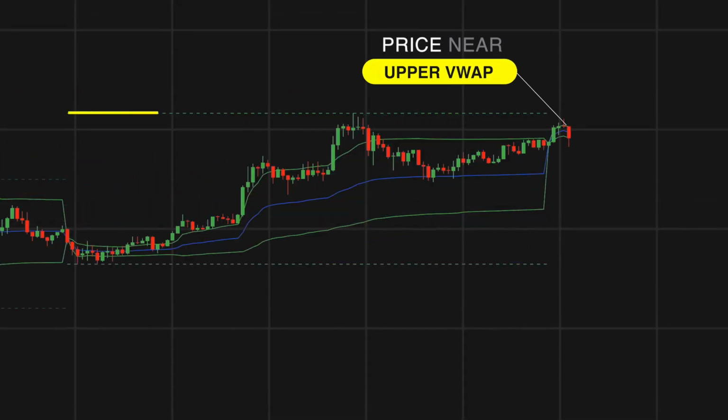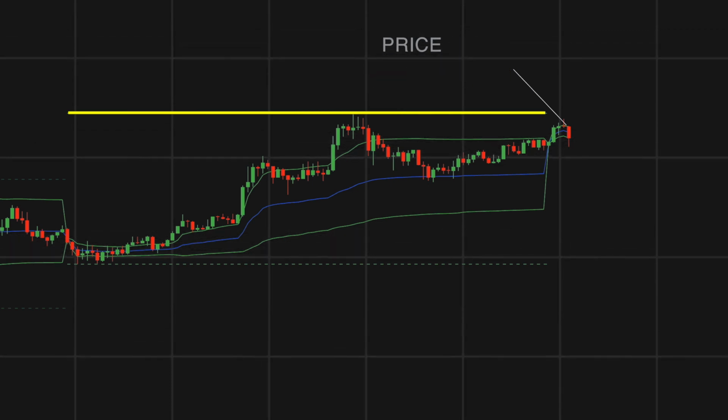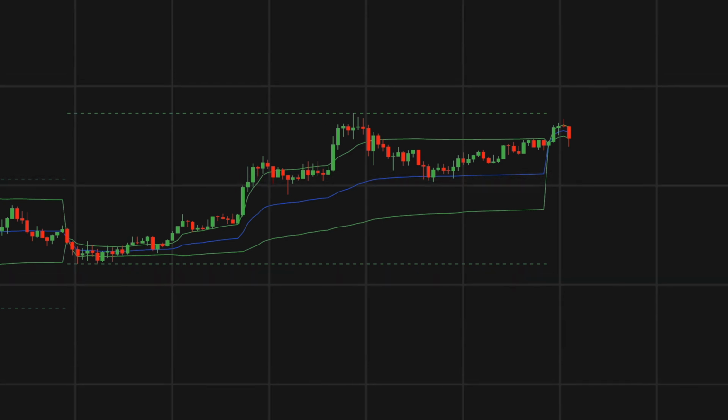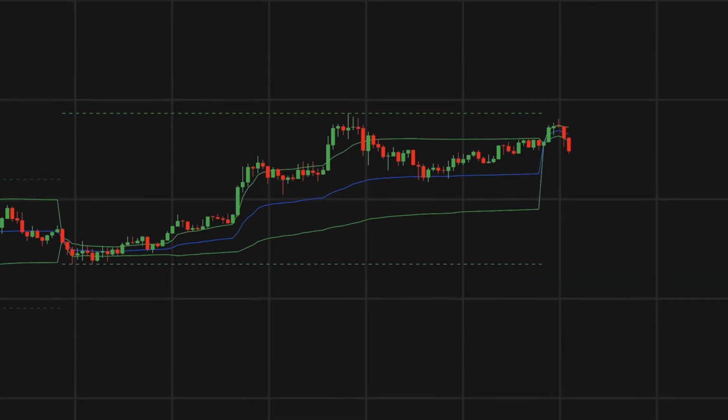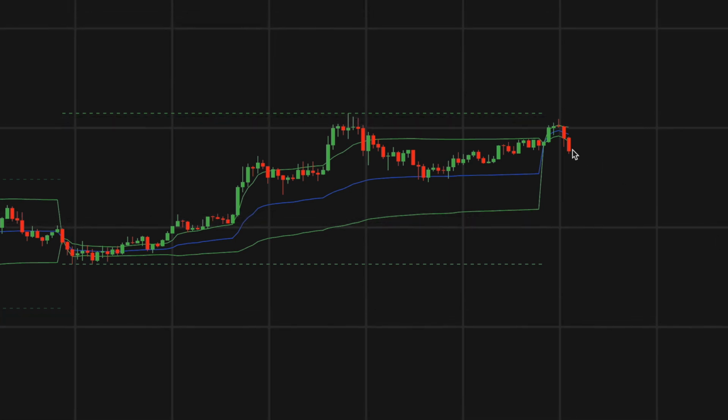Perfect area to short as soon as we got that touch of the confluence. This is an aggressive entry. As soon as the price reaches the zone, you enter a sell trade. But for those that are more conservative, you wait for some sort of confirmation, so waiting for a red candle, a bearish rejection, is equally valid.